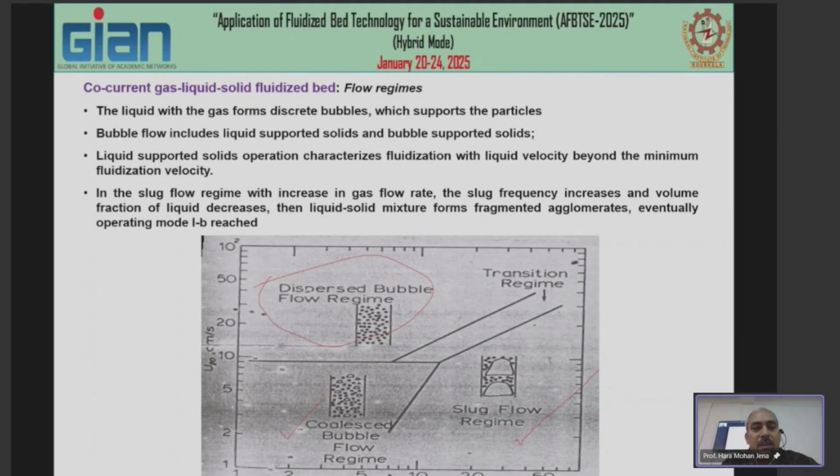In the slug flow regime, with increase in the flow rate of the gas, the slug frequency increases and the volume fraction of the liquid decreases. Then the liquid solid mixture forms fragmented agglomerates, eventually operating in mode 1B. That means gas becomes continuous and liquid just trickles down in the trickle flow.